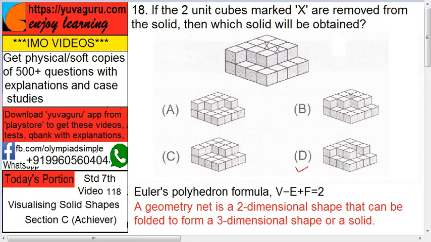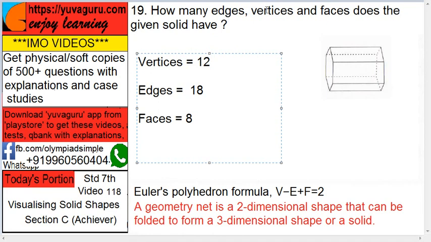Next, how many edges, vertices and faces does the given figure have? This is the given figure. So this is the hexagonal prism. Just check the vertices and count them and you will get these answers. Vertices 12, 6 over here, 6 over here. Edges 18, 6, 6 and the 6 over here. And faces 8. You can check with Euler's formula. You will get the same answer.